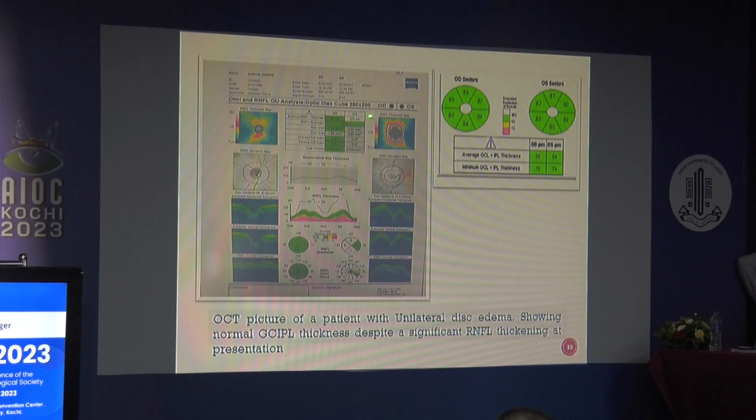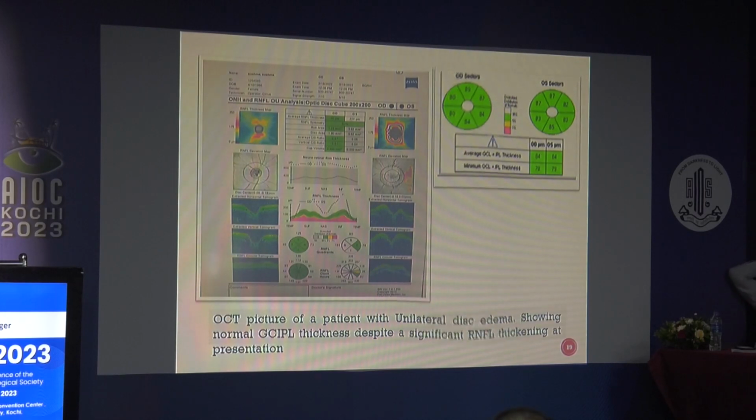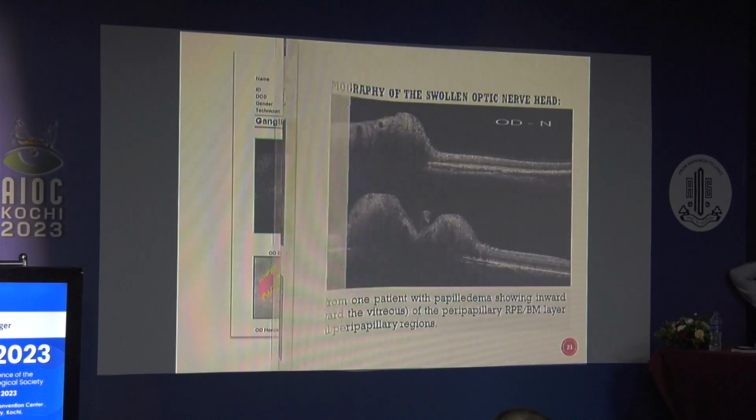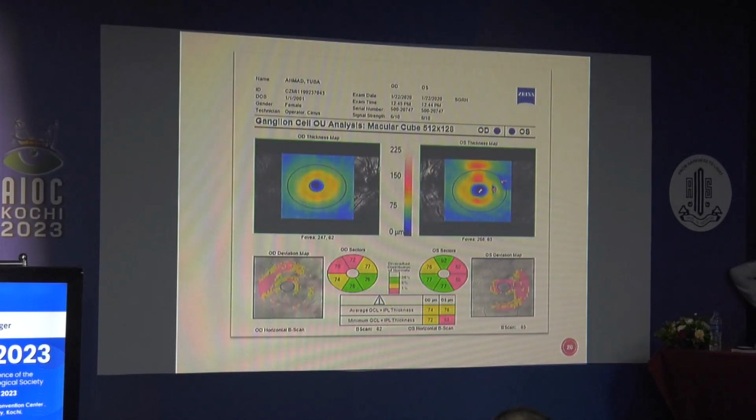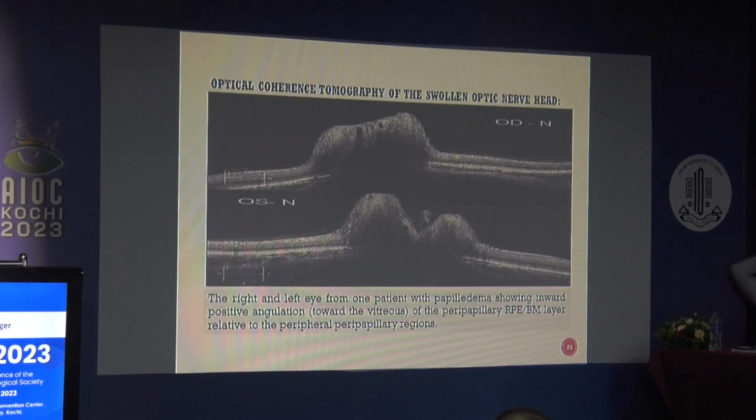which is showing the normal GCL-IPL thickness. So in such a patient you can explain a better prognosis. You can tell that the prognosis is good. So similarly here, you can see that the GCL is already thinned out. So you can explain the prognosis as per the GCL findings.